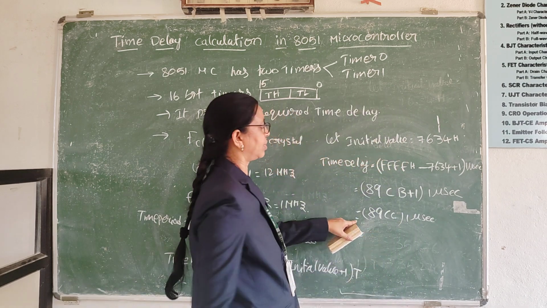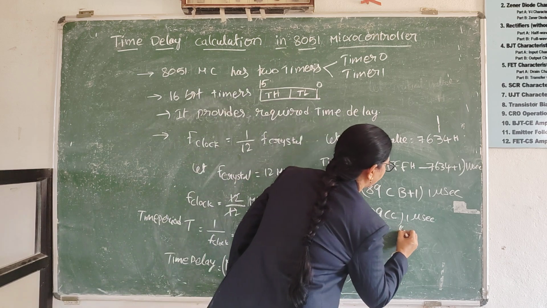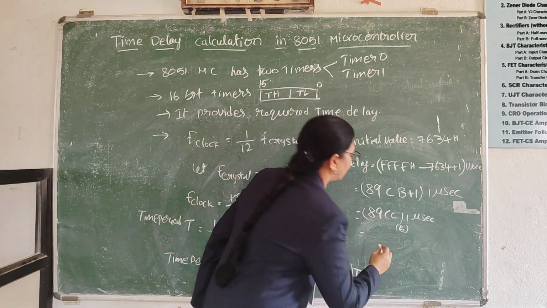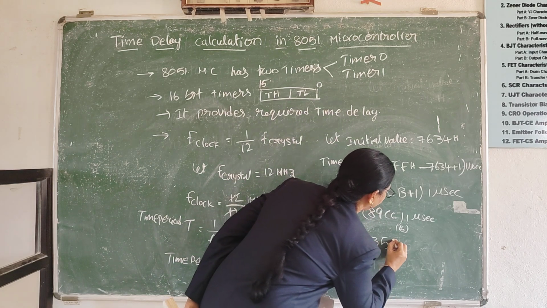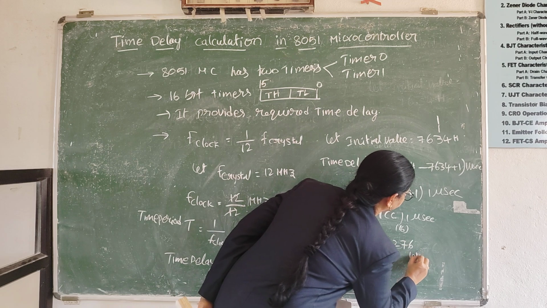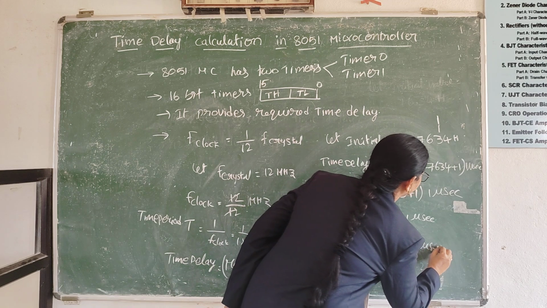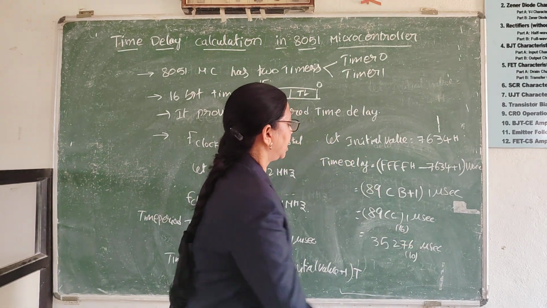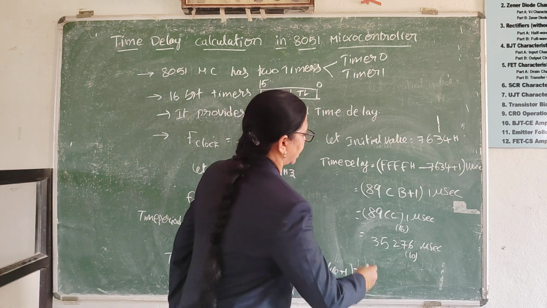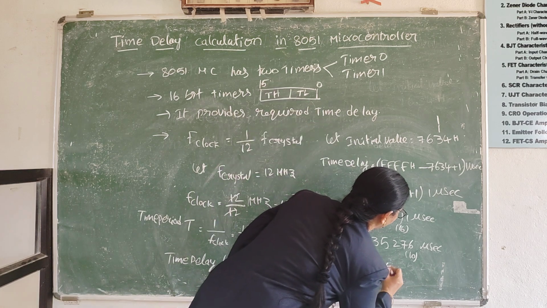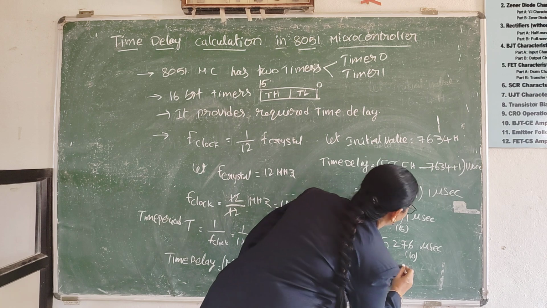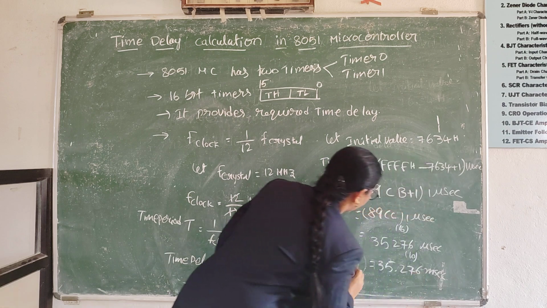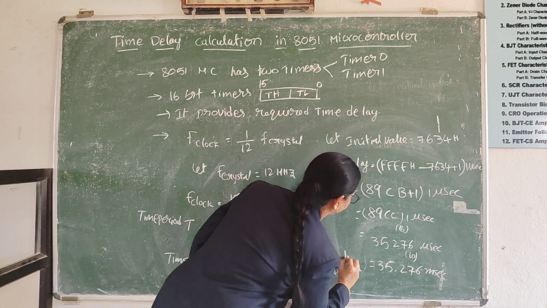We can convert this hexadecimal number into a decimal number, which is 35276. Multiplied by 1 microsecond, we get 35276 microseconds. We can write this in milliseconds as 35.276 milliseconds. This is the time delay.